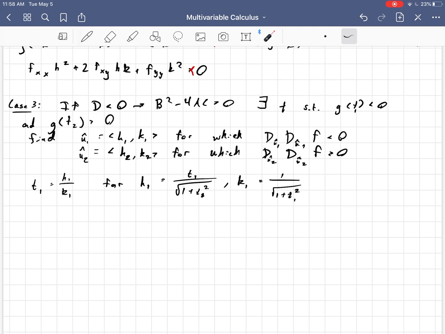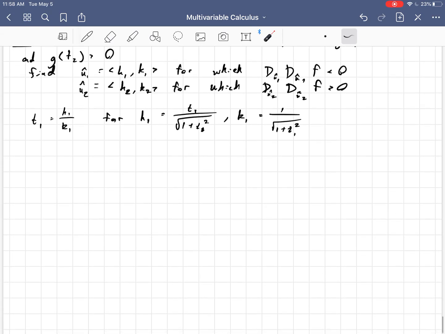Because if you were to square this, and then sum them up, you would just get t sub 1 squared over t sub 1 squared plus 1, plus 1 over t sub 1 squared plus 1. And that just gives 1. So it is a unit vector there. So those are just components. I could have picked any components that make it a unit vector, but I just decided to pick those.